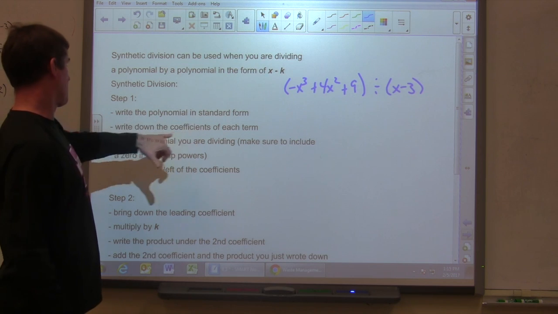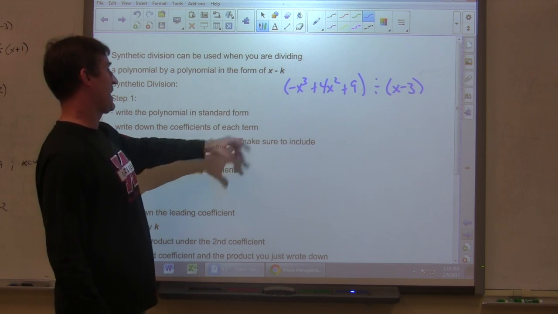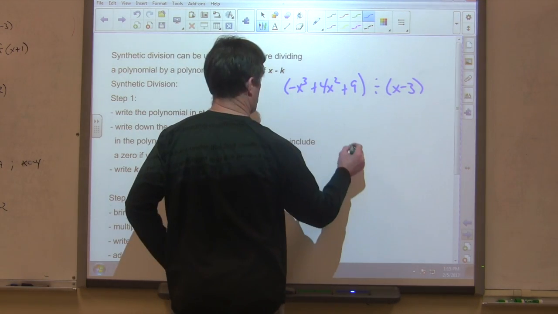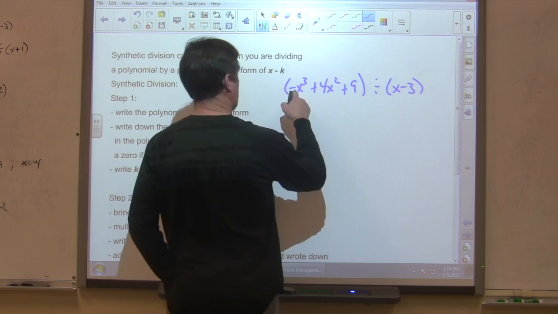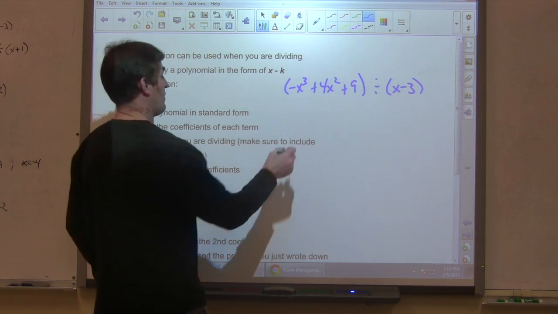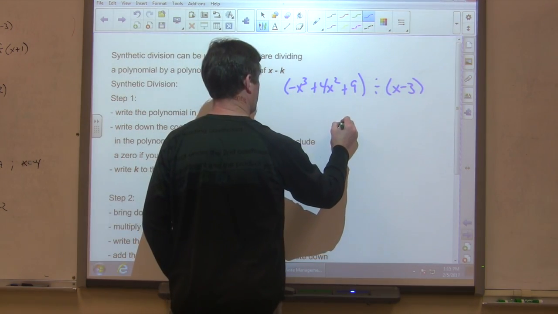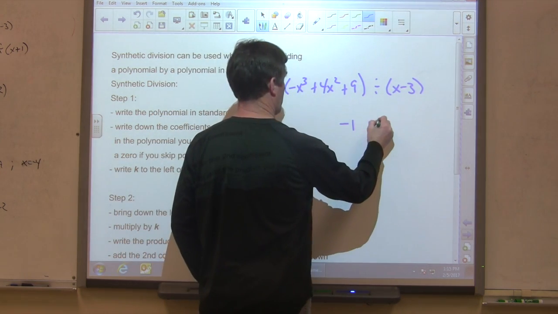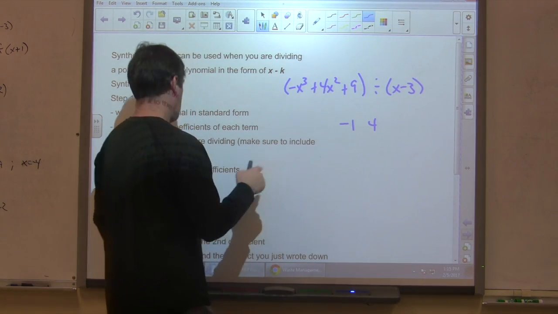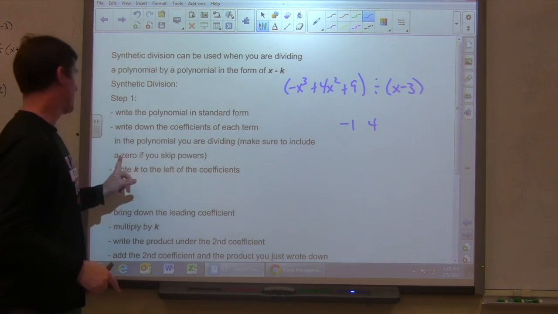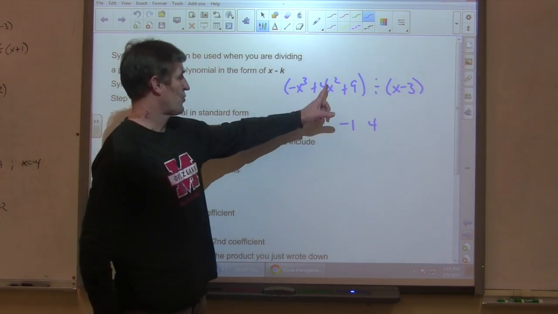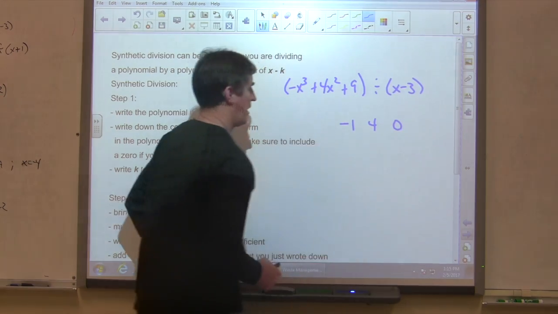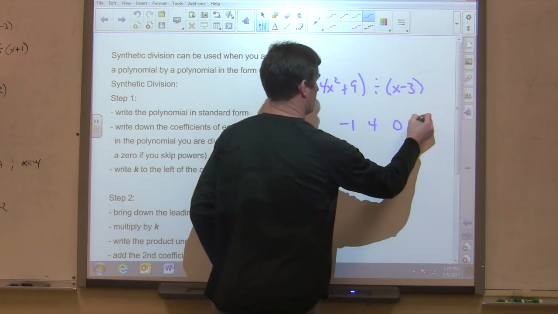Write down the coefficients of each term in the polynomial you are dividing. This is what we're dividing, this is what we're dividing by. So I'm going to write down these coefficients. So in this case, remember the coefficients are the numbers multiplied to the variables. So the first one would be negative 1. The second one would be 4. Now, we don't have an x. Again, you have to make sure to include a 0 if you skip powers. So since we skip from squared to a constant, we need to put a 0 up here, and then 9.